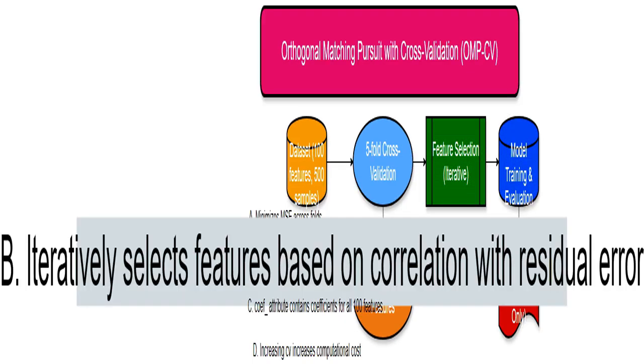The algorithm picks features one by one. Each time, it picks the feature that correlates most strongly with whatever error is left over from the previous features. This way, I'm systematically reducing the error.